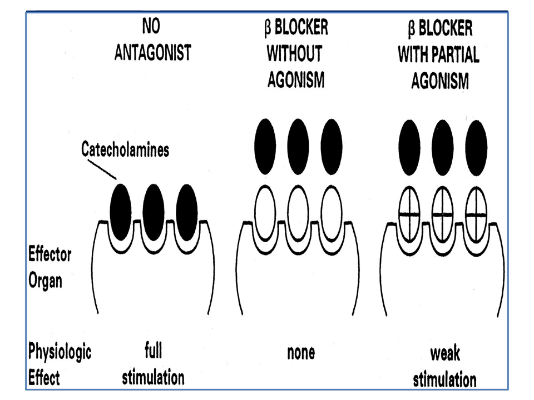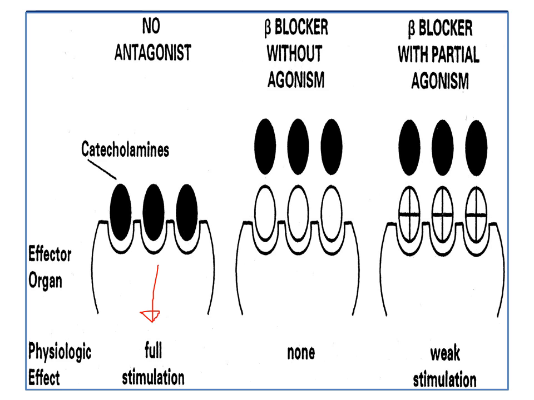Very quickly, this image depicts the difference between a full antagonist and a partial agonist. On the first part of the image, you have a receptor site with no antagonist present, but the natural ligand, which is a catecholamine, acting there. And what we see at the end of the day is full stimulation, 100% stimulation of the receptors.